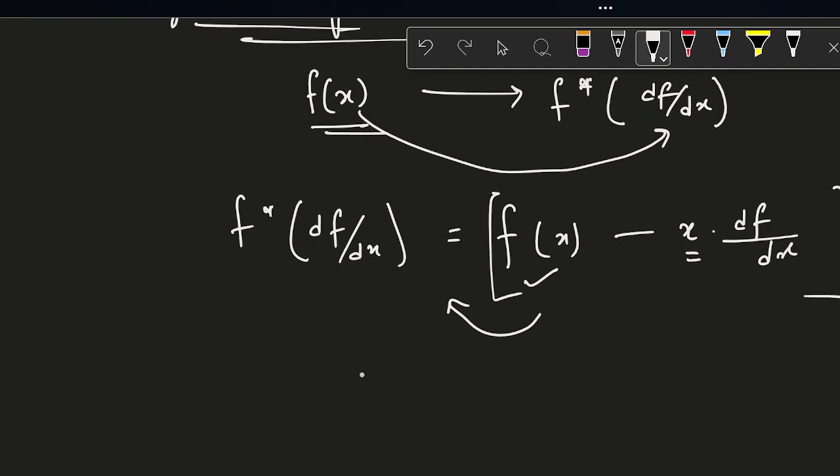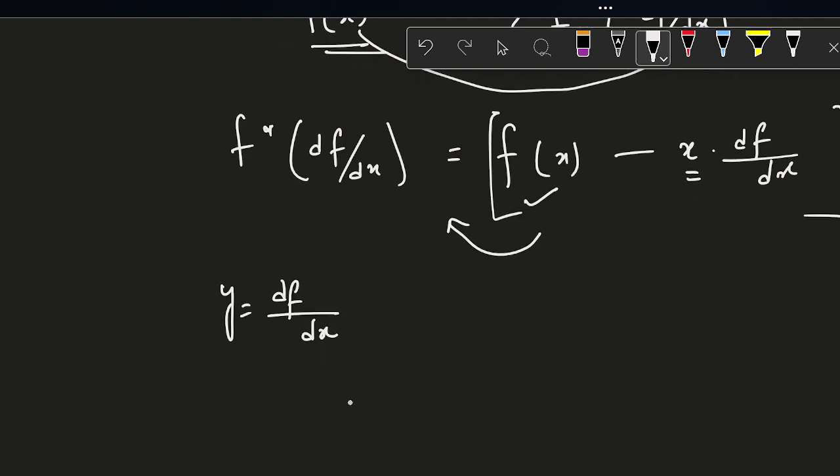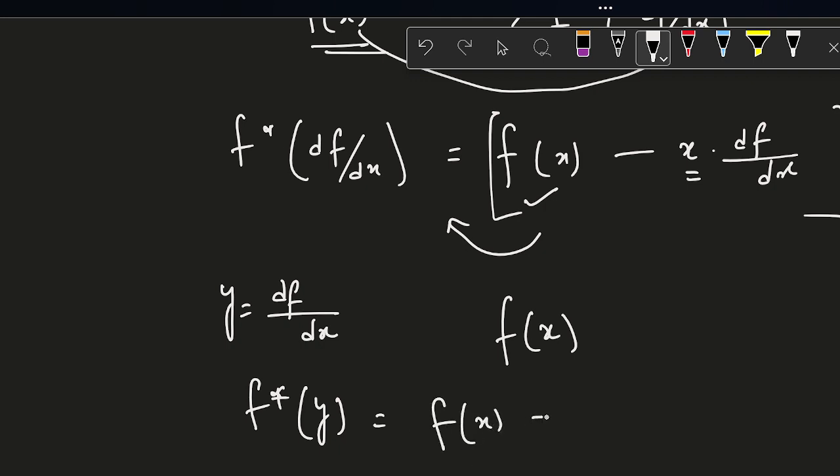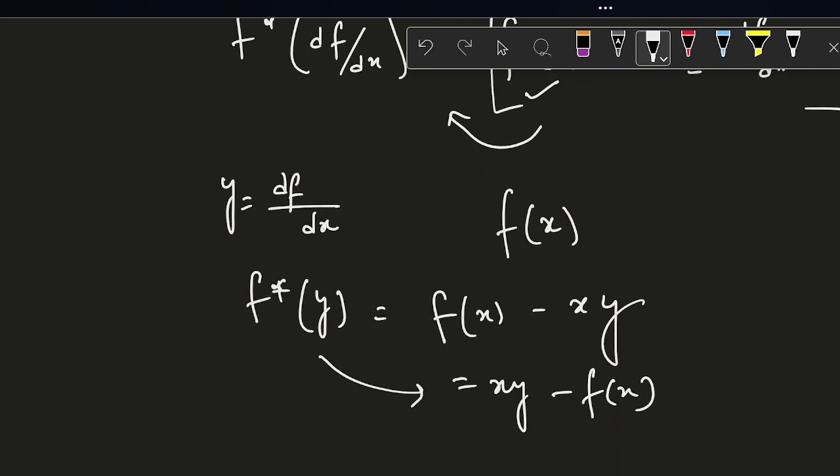Okay. So for simplicity, you can define this df dx as a new variable so that it is more tidy. If y is equal to df dx, then your new Legendre transformed function is f star of y, and your old function is f of x. By definition f star of y will be f of x minus x times y, or it can also be xy minus f of x.